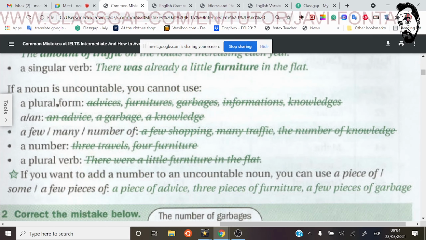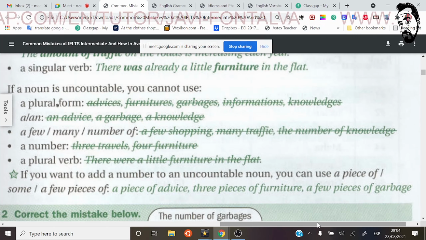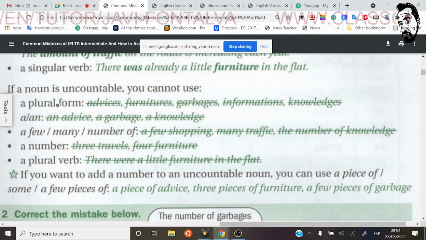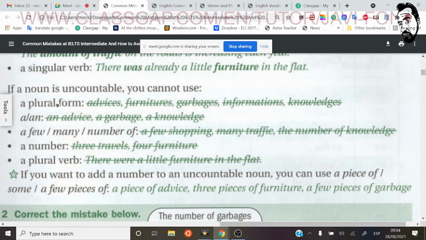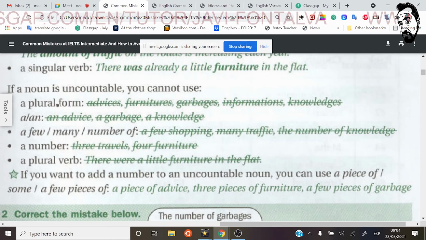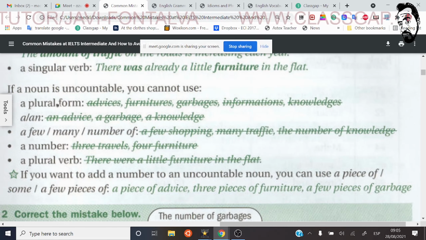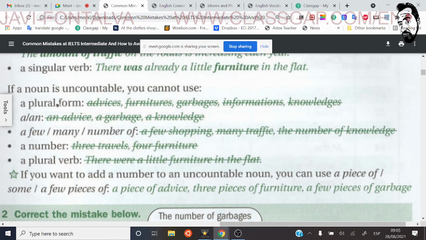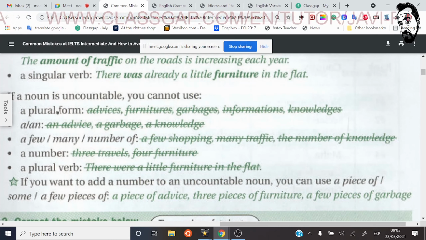Okay, in case you want to use numbers, much information. Exactly, much information. Okay, sometimes you want to use a number, but you need to say a lot of information. Possible to say? Yes, that's possible. A lot of information, but you cannot say many information. So a piece of. So for example, you can say a piece of advice, or 3 pieces of furniture, or a few pieces of garbage, right?